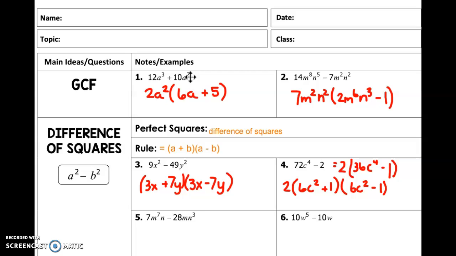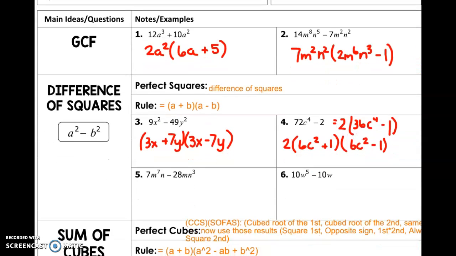All right, double check my math on number 2 with the GCFs. I think I pulled out the greatest GCF that you could.